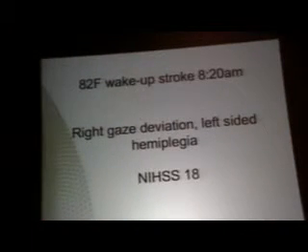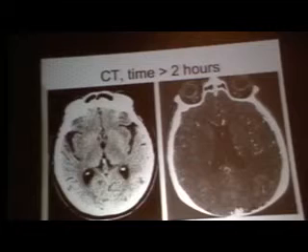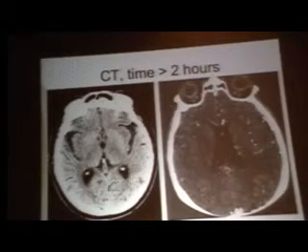This is a wake-up stroke, 82-year-old woman who woke up in the morning with a big NIH scale of 18, left-sided hemiplegia and eye gaze deviation. This is the CT. Basically, I was suspecting some early changes in the insula, and this is the CTA source images, perhaps some hypodensity here. And because she was a wake-up stroke, I wanted more information. And as soon as this diffusion-weighted imaging came up, I decided, no, that's all I need. I don't need any more information.